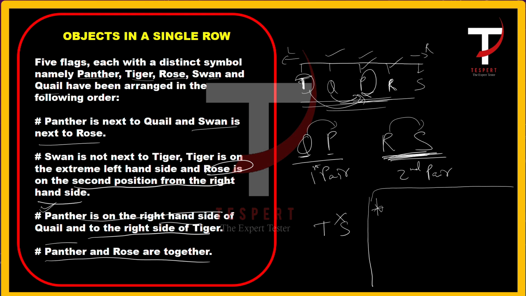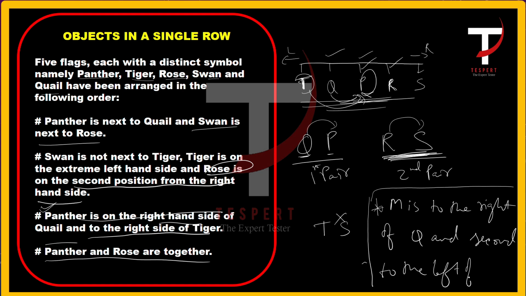Let us take the first one. M is to the right of Q and second to the left of R. So M is to the right of Q and second to the left of R. Here "and" refers to whom? Does "and" refer to Q or does "and" refer to M?